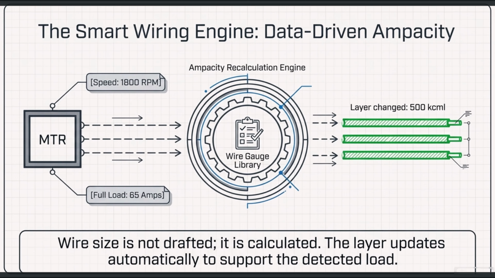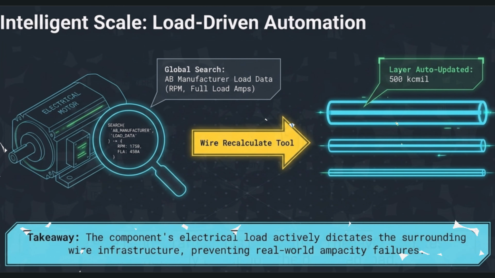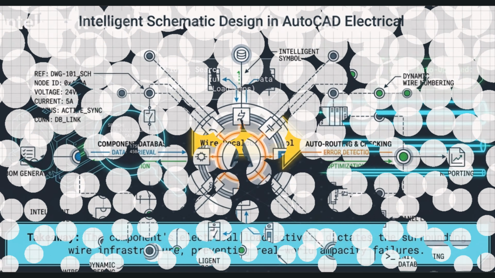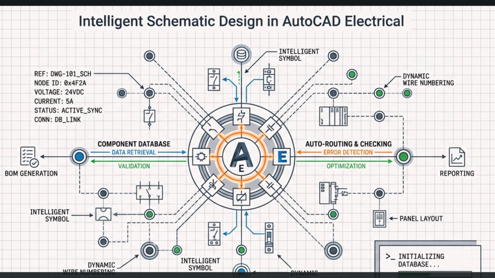Oh, wow. So it won't even let you make the mistake? Right. Then you just select the correct size, and the software auto-updates the wire layers to the correct gauge, like, say, a thick 500 kcmil cable. And it does that across the entire circuit? Yep, the whole thing. It is an amazing professional workflow.